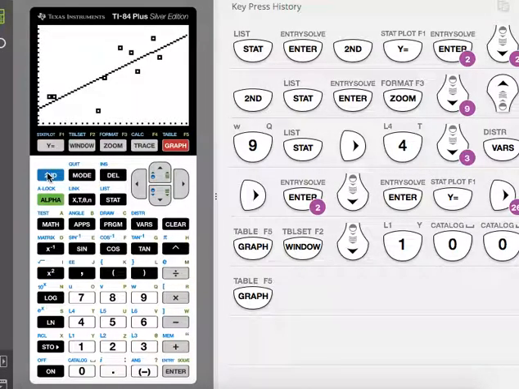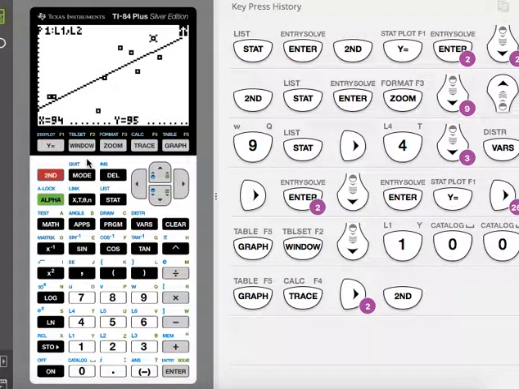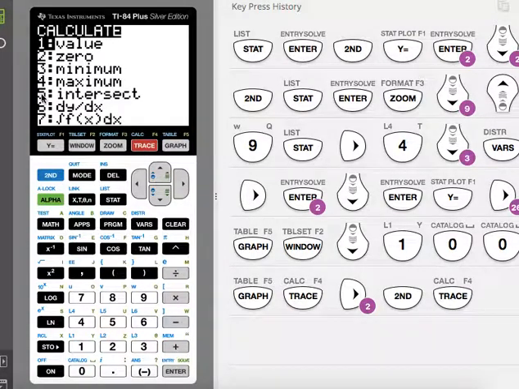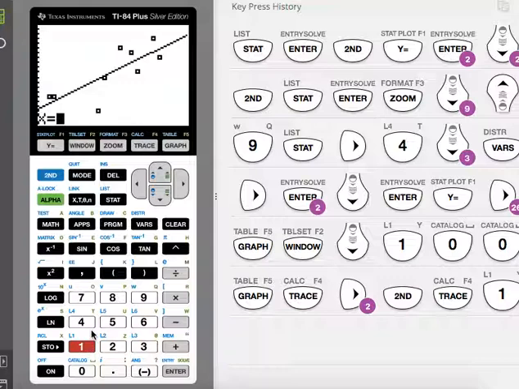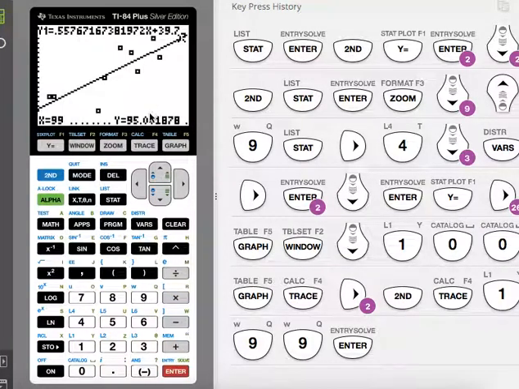And now I can trace, but not like my normal trace, because trace will just go on your scatter plots. Now I'm going to do second trace. And instead of doing intersect like we've done in the past, I'm going to do number 1 value, which means I'm going to plug in an X value that I want, in this case, 99. And I press enter to figure out, well, supposedly, with my trend line, I would have an average test score of about 95. That's a pretty good guess. So this is how we would do it on a calculator.